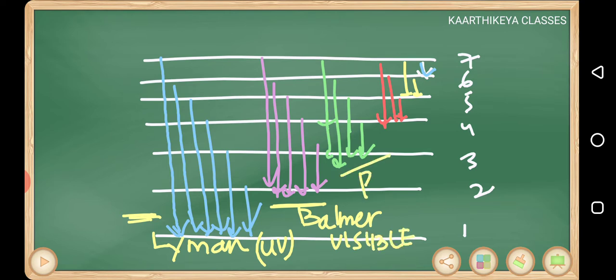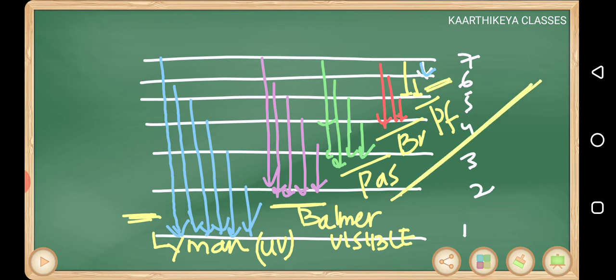This is in Paschen series. This is in Brackett series. This is in Pfund series. And the last one is called Humphreys series. Humphreys is generally not mentioned much in books, and all these are in the IR region: near IR, IR, far IR. Okay, now Paschen is near IR, Brackett is IR, Pfund is far IR.